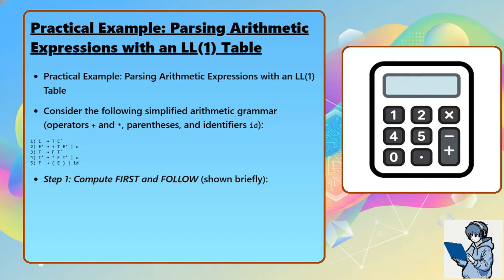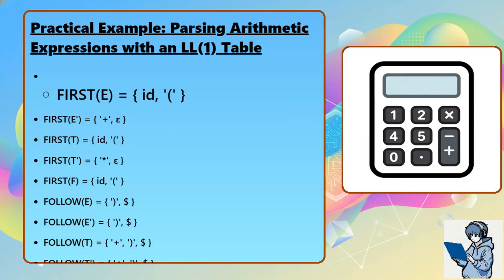Step 1. Compute first and follow, shown briefly. First of E is id or open parenthesis. First of E prime is plus or epsilon. First of T is id or open parenthesis. First of T prime is star or epsilon. First of F is id or open parenthesis.